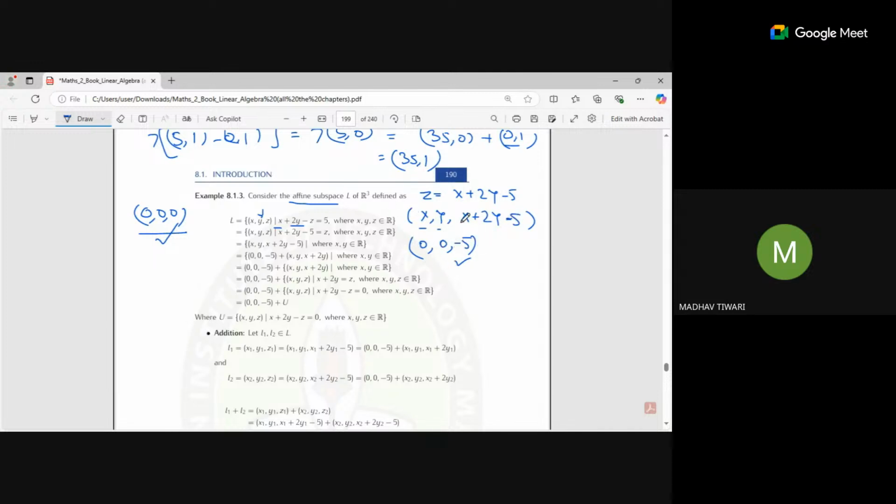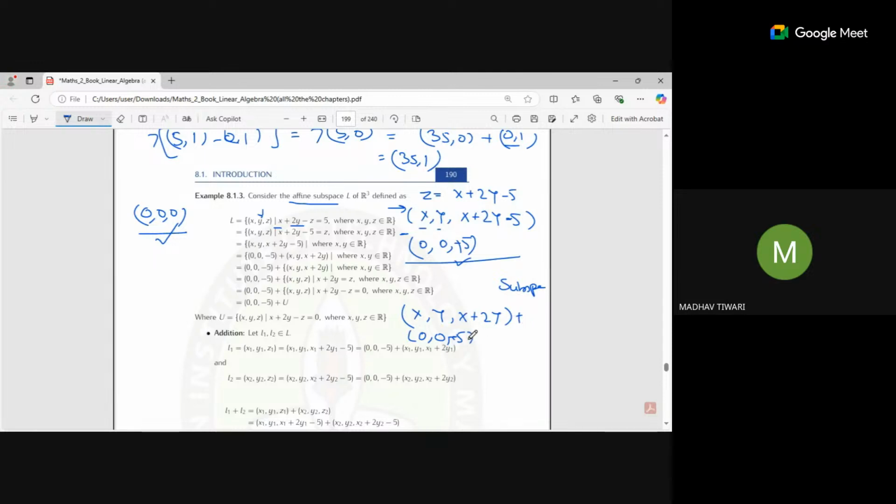So if I remove this from this vector, which is an arbitrary vector, meaning all vectors will be in this form, I am removing this from all these kind of point formats. So what will I get? x here, y here, and if I remove minus 5, it will be plus 5 and minus 5, 0. So x plus 2y. Okay. All the points in this form will be inside my subspace. And what was our translatory point? It was 0 comma 0 comma minus 5.